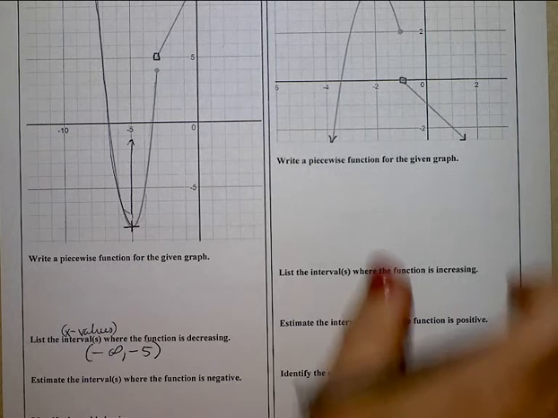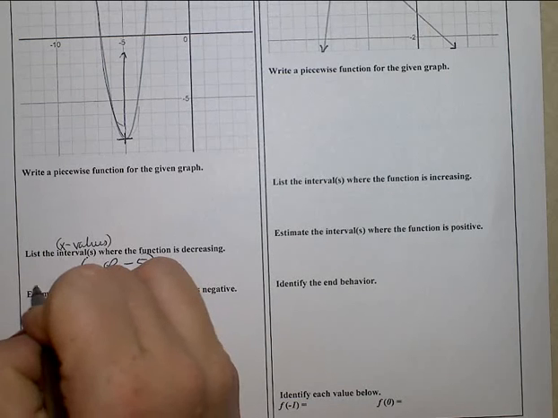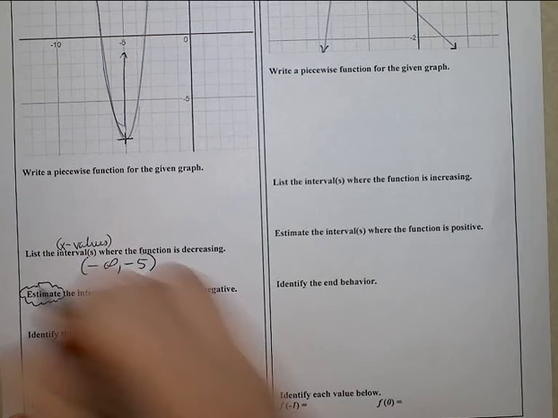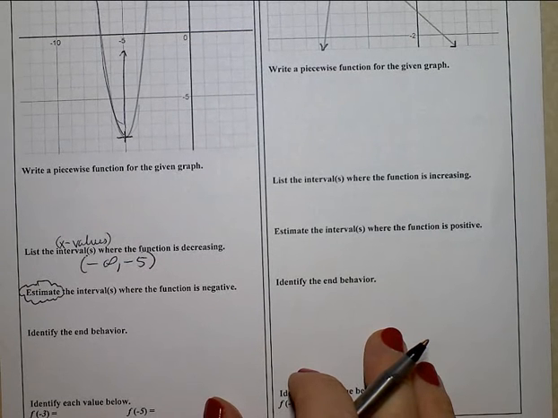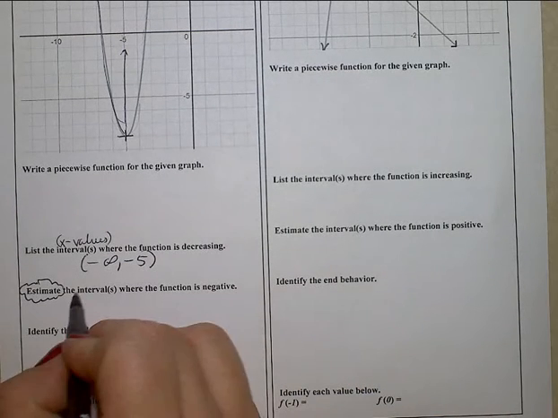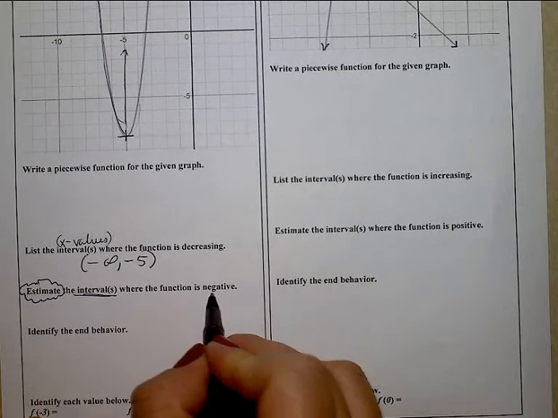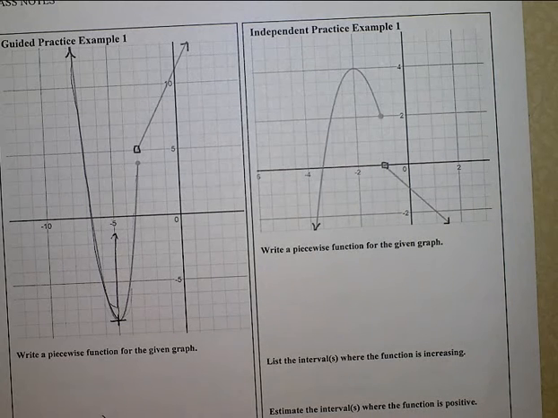Here's the next one. We are going to estimate. So if you can put a little bubble around estimate. That means if your estimation is slightly different than mine, you're okay. We're going to estimate the intervals where this function is negative. Where it's negative or positive means y values.